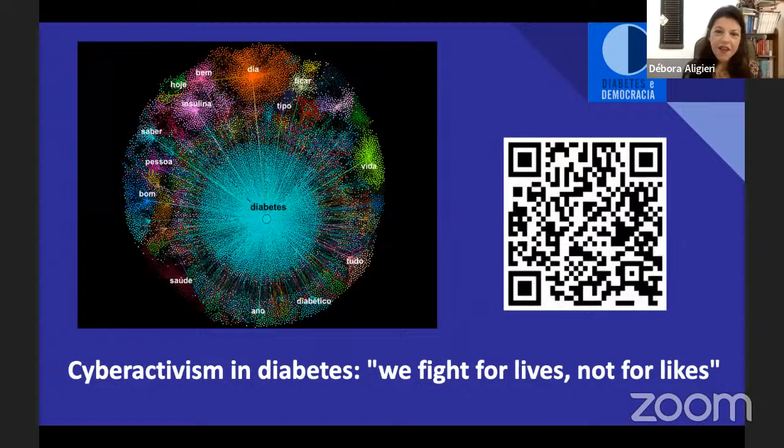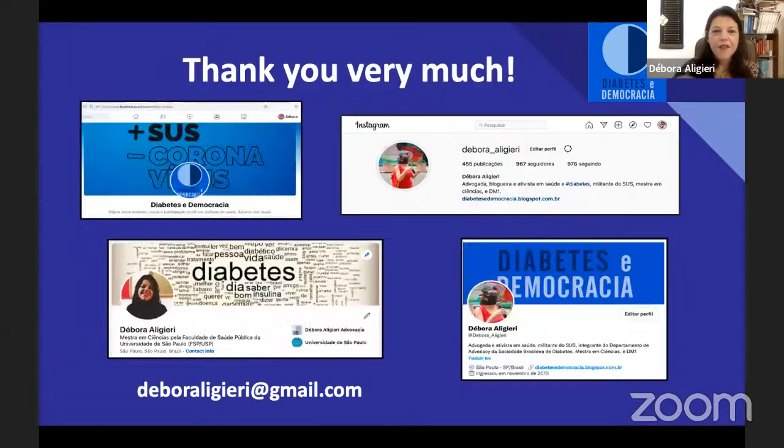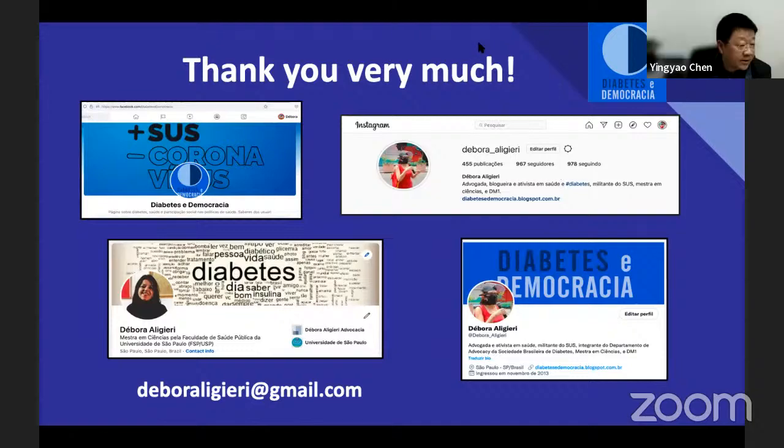And I finalize with the phrase that is in my research, at the QR code. You can know better my research about cyber activism in diabetes, and we fight for lives, not for likes. Thank you very much.